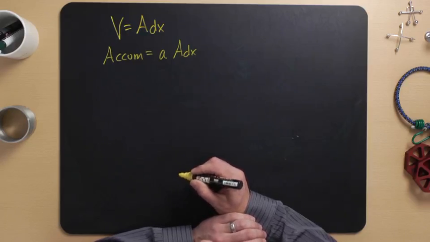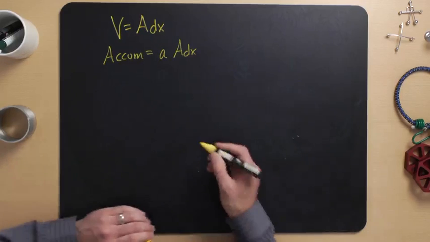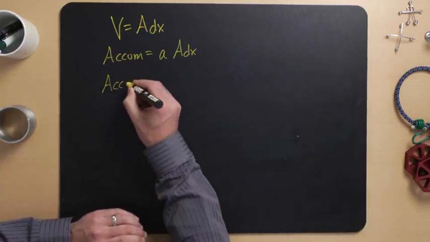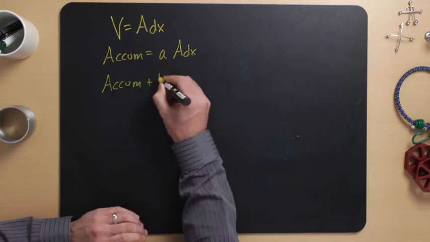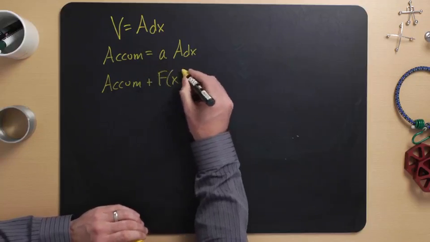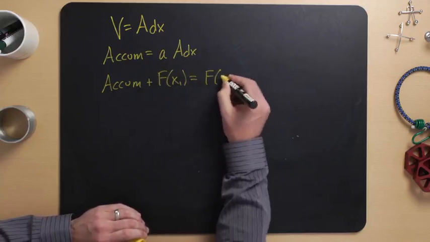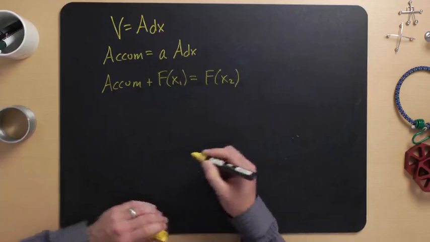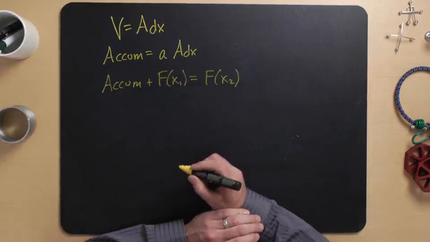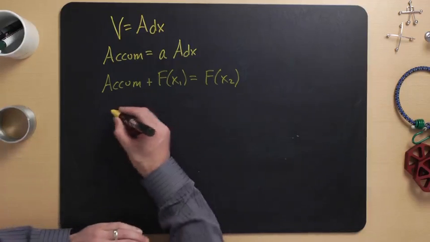Now here is the unintuitive part. We are assuming that the chemical process is in equilibrium, so the total mass in V still stays the same. Hence, we get accumulation plus F of x1 is equal to F of x2. Now we proceed just like we did last time by replacing the flux terms with Fick's law.